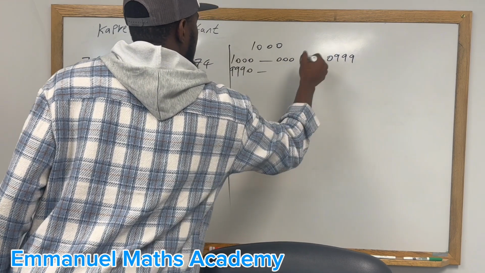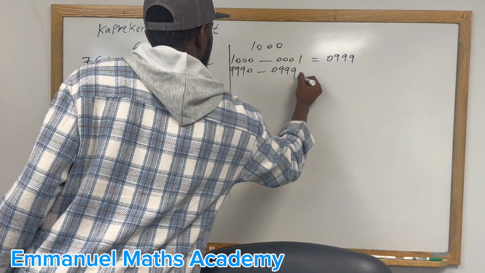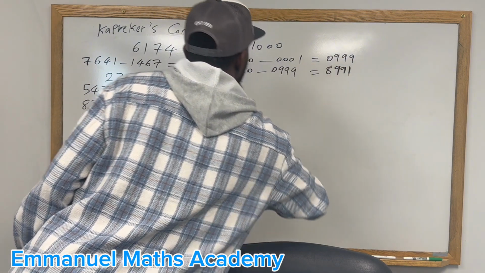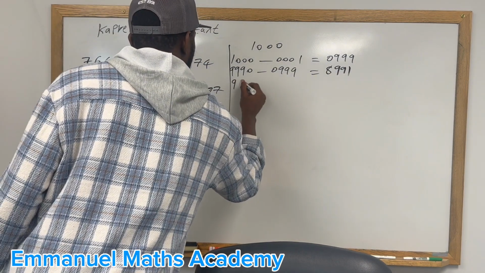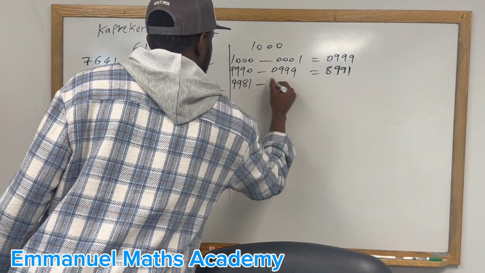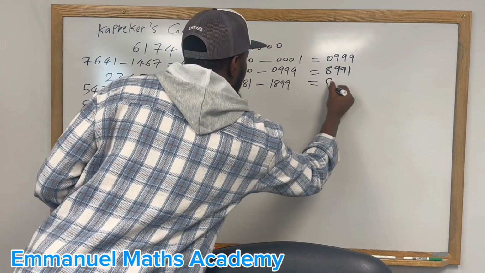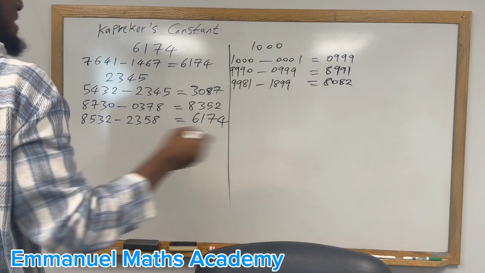Now, the highest number here is 9990. You subtract from it the smallest, which is 0999. 8991. Right? So from here now, the biggest number again is 9981. And the smallest is 1899. 8082.